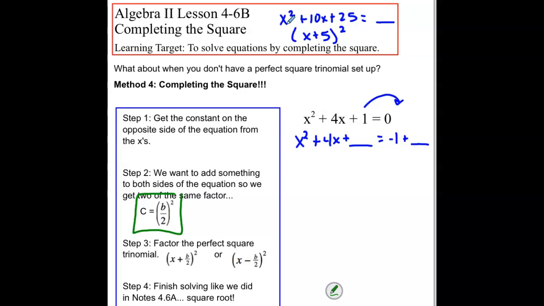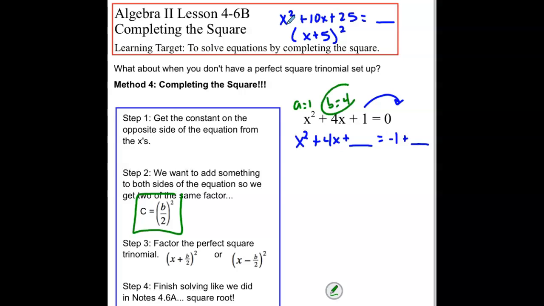C equals b divided by 2 squared. And remember, your a is the number in front of your x squared term, b is the number in front of x, and c is your constant. So we've moved the constant to the other side, and now we're trying to find a new constant to put in there that will make this factor nicely. To find that, we take b divided by 2.